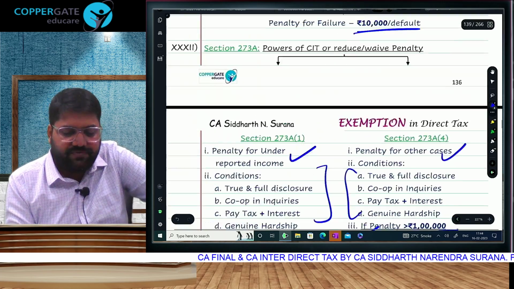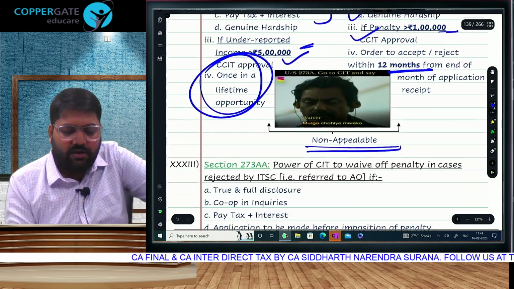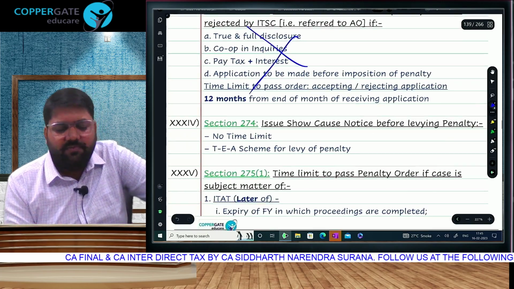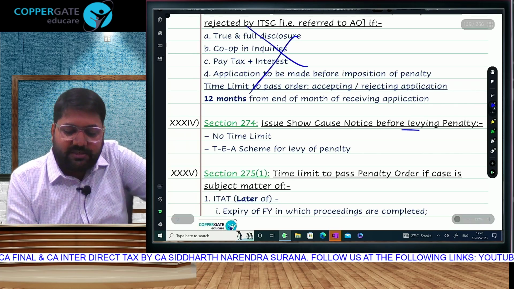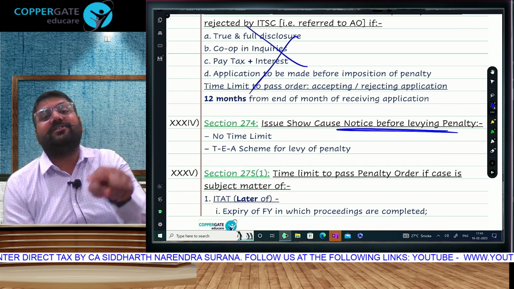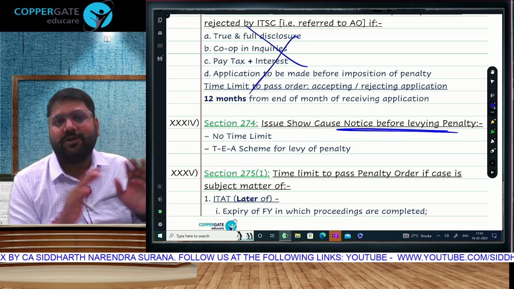Most important feature of this is it falls in the list of cases where no appeal can be filed, non-appealable cases. ITSC part you can ignore because it is removed, ITSC itself is removed. Before levying penalty, compulsory to give show cause notice, because if there is reasonable cause, the assessee will reply to this show cause notice and show that reasonable cause. So you cannot levy penalty without show cause notice and no time limit for notice.